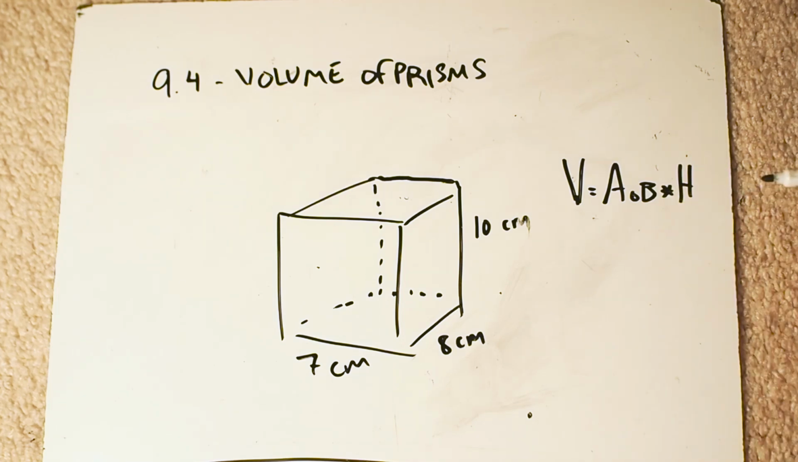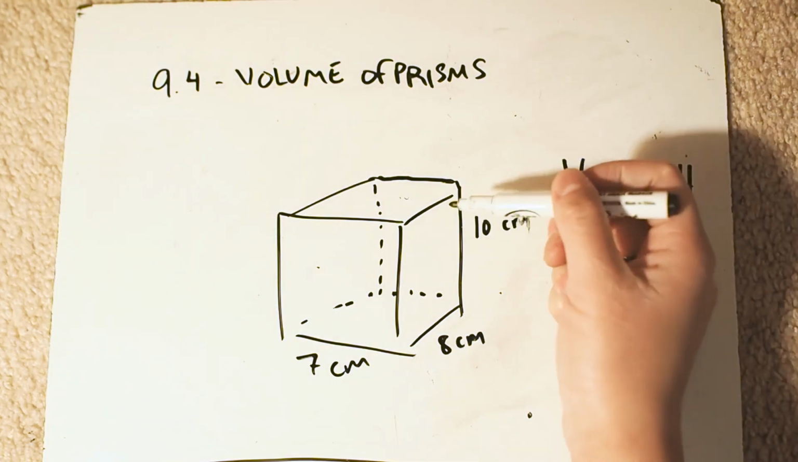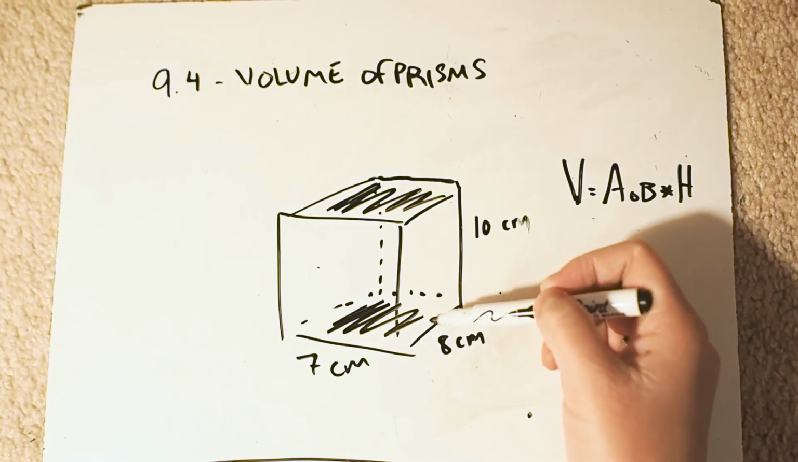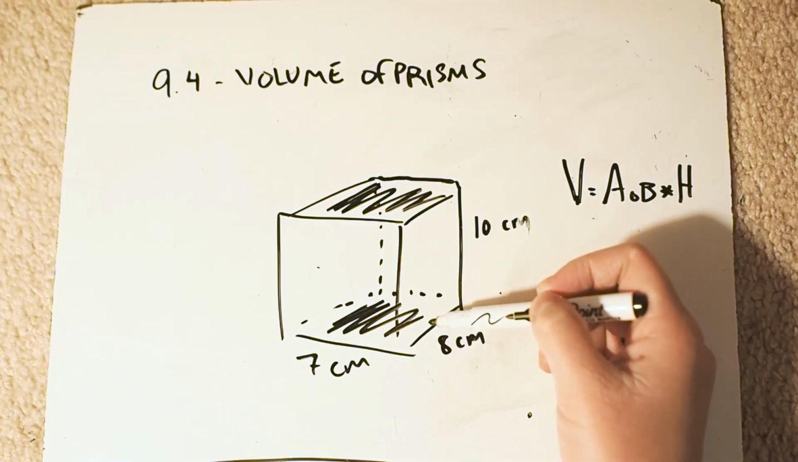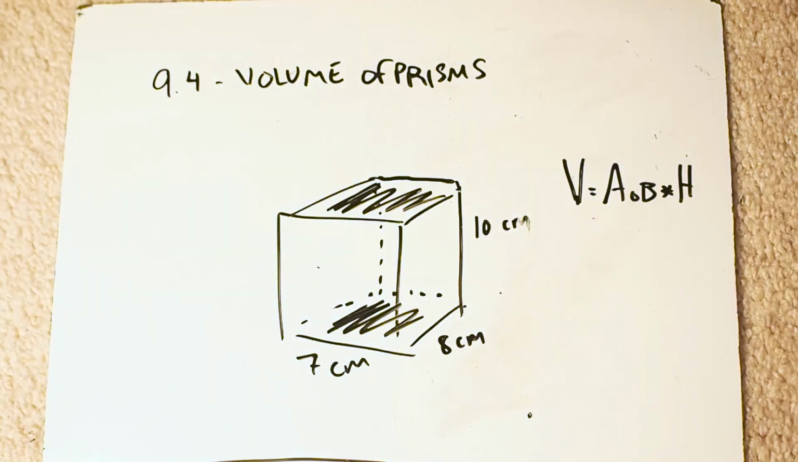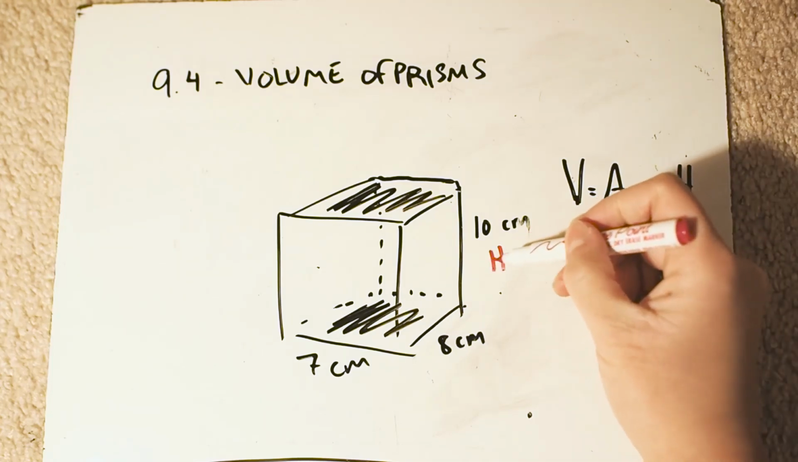When I'm talking about height with a big H, remember that I'm talking about the distance between the sandwich faces of the prism. If I make this and this my base, and remember with this type of prism I can choose that, I will say that the height is the distance between those bases, so the height is 10 centimeters. Let's go ahead and label that so I don't forget.